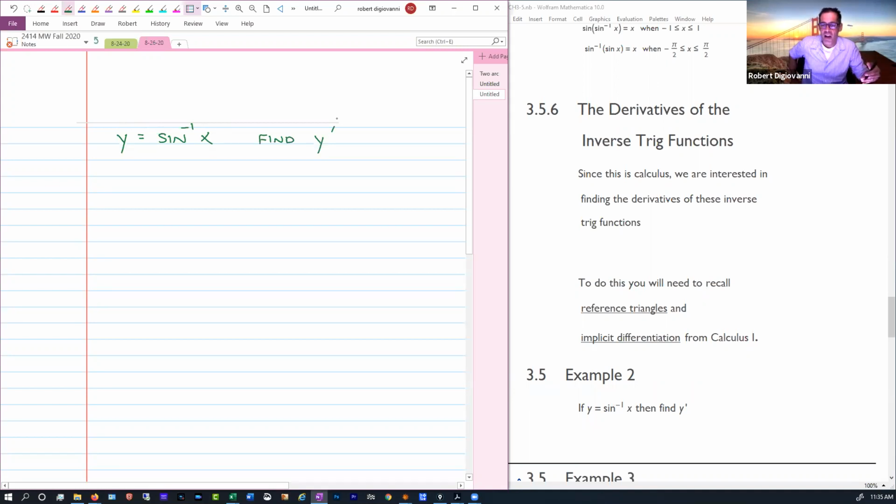So if that were just sine x, we would just say the answer is cosine x. We learned that in Cal 1. But we don't have anything. Now, we could use our formula sheet, couldn't we? Like, we could break out the formula sheet.